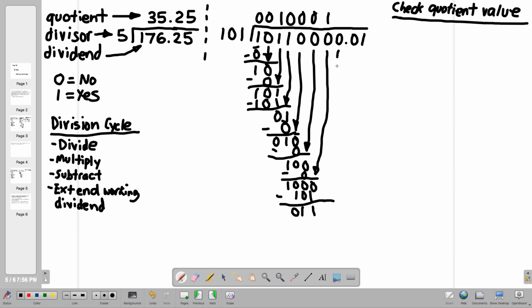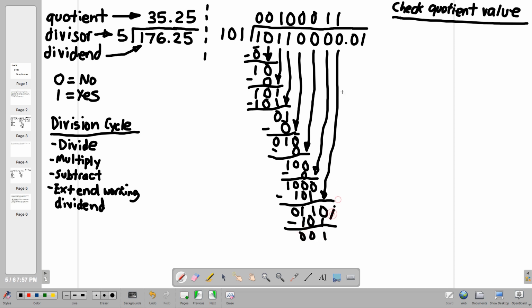And also, at the end of the cycle, you have to extend the working dividend. So in this case, we bring down a 0. Now we have a value 0, 1, 1, 0, which is the value 6. Does 5 go into 6? The answer is yes. So we have a 1 up here. And then the next step is multiply: 1 times 5 is 5. So let's see, 5 here. And subtract. So we have 6 subtract 5. That's a value of 1. So 1 is there, and this is all zeros.